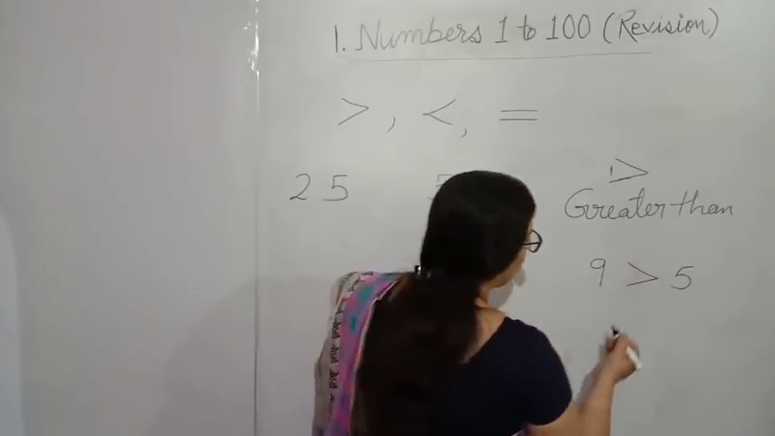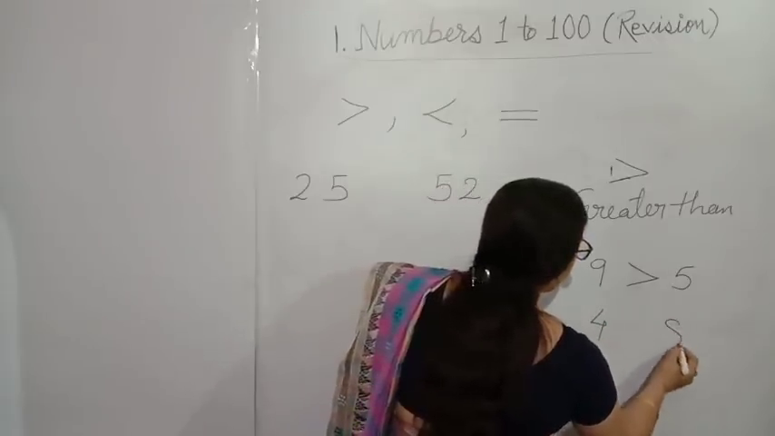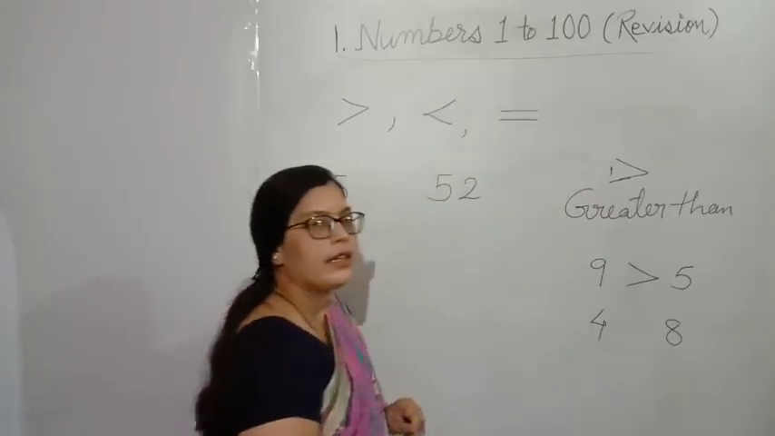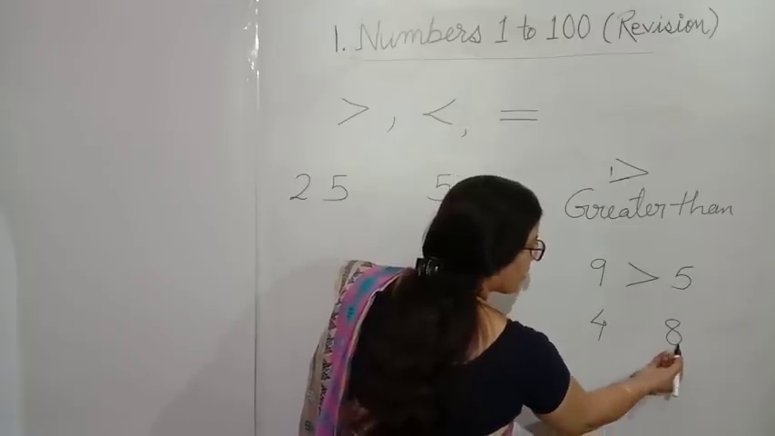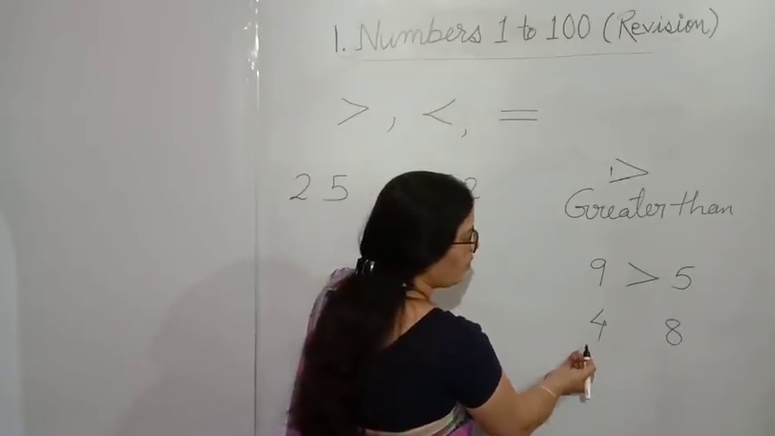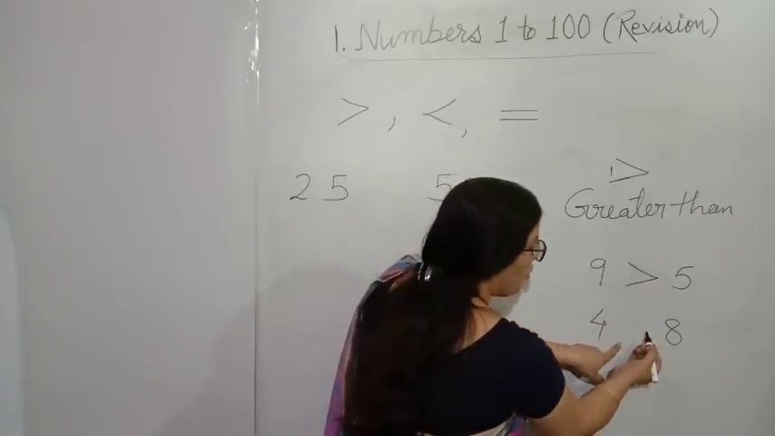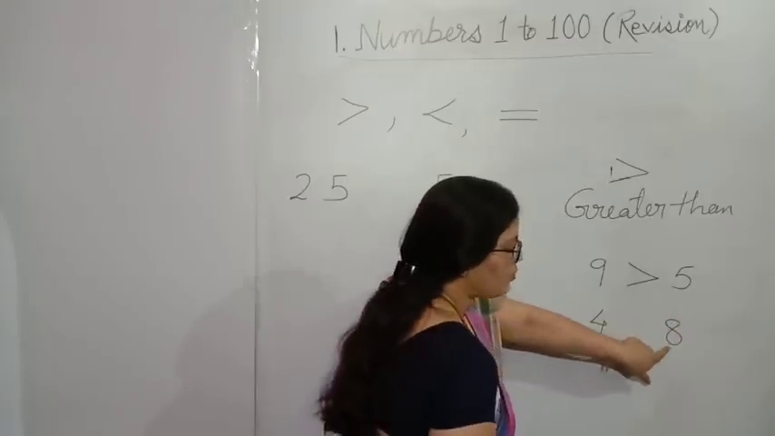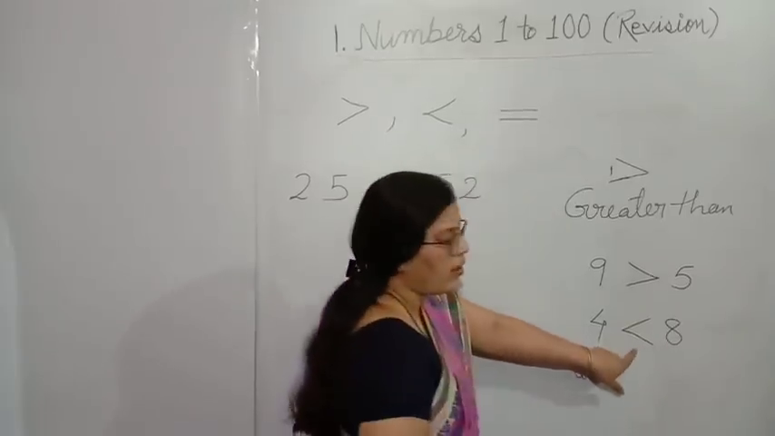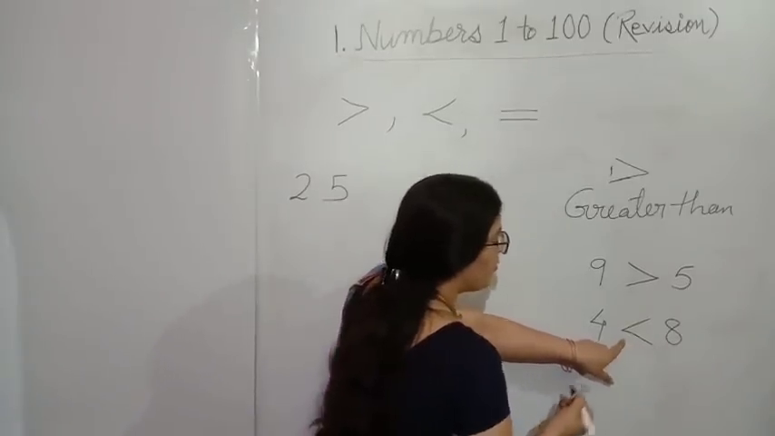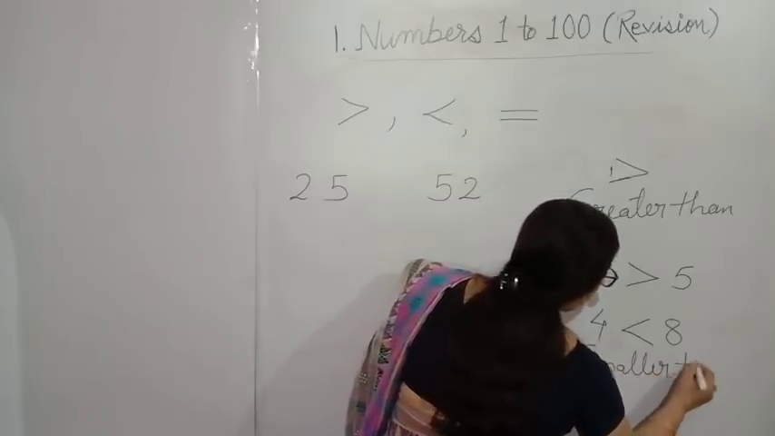Now we'll compare 4 and 8. Here the bigger number is 8 and the smaller number is 4. So how will we use this symbol? The mouth of this symbol remains open towards the bigger number. The bigger number is 8, so we'll draw the sign this way. This symbol is the symbol of smaller than. This is the smaller than sign.